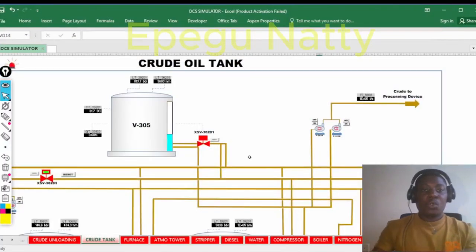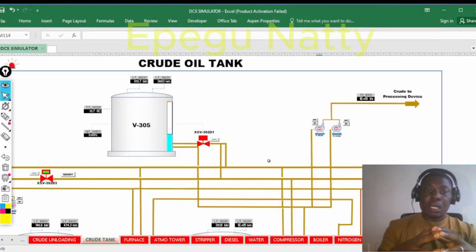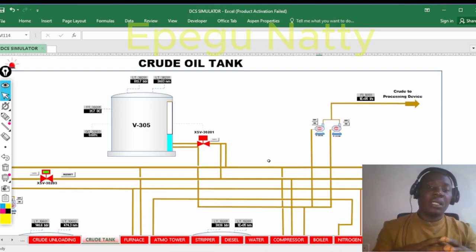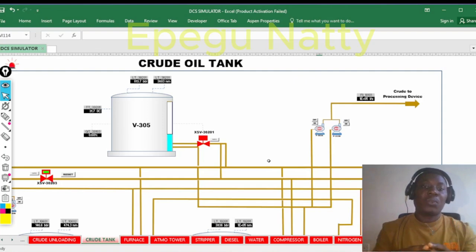All right, so I believe we've seen it before. So this is our DCS simulator, and this is built with Excel. It's programmed and everything is actually working exactly the way it works in a refinery. The only difference is that we do not have transmitters hooked up to this. Everything is done by programming.